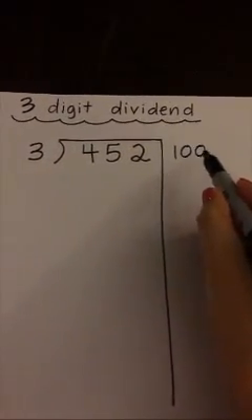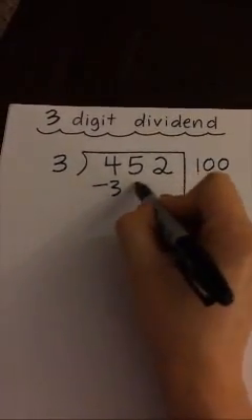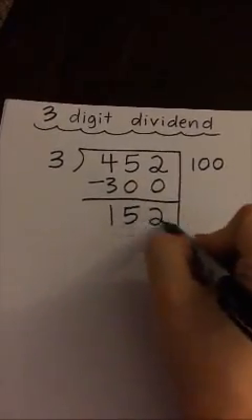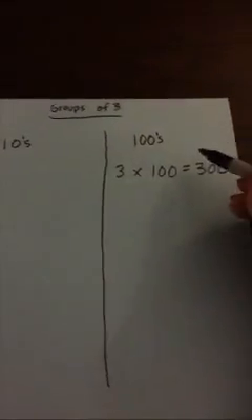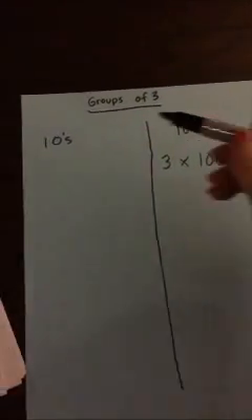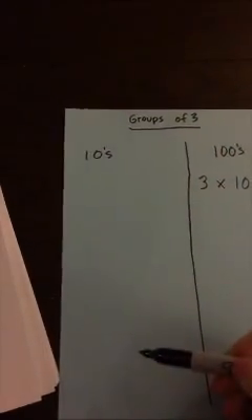We can, right? So that might be a really nice place to start to get that dividend down really fast. So 100 groups of 3 is going to be 300, and I'm going to go ahead and subtract that. And I'm left with 152. So now I go back to my list. I can't use 100 groups again because 300 is too large. I can't subtract 152 minus 300.